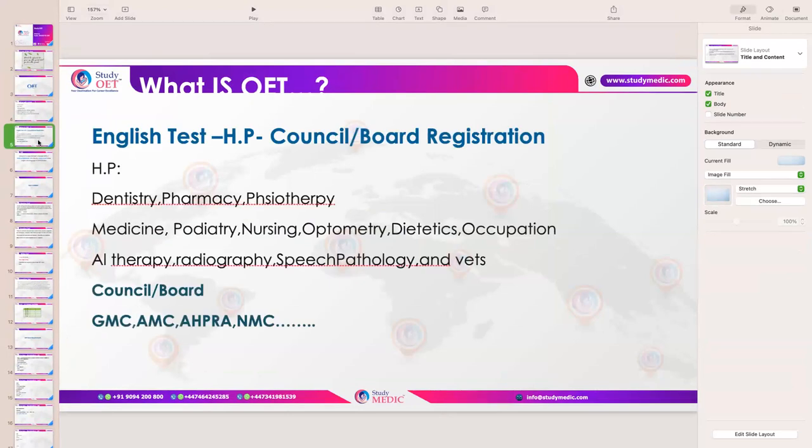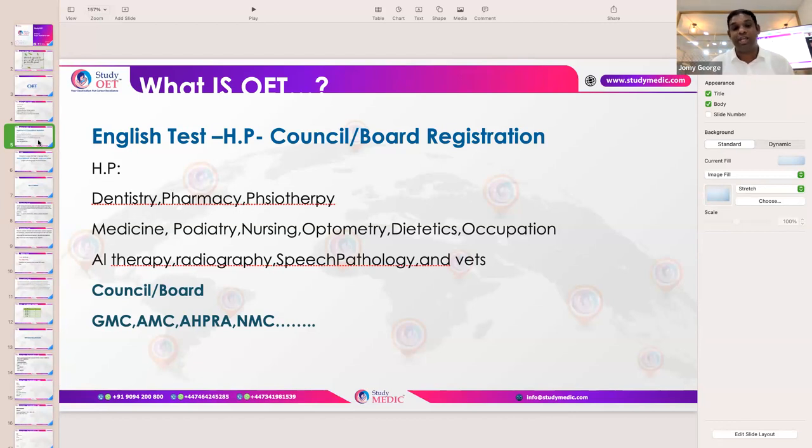So, an English test for Healthcare Professional Council Board Registration. Healthcare professional means dentistry, pharmacy, physiotherapy, medicine, podiatry, nursing, optometry, dietetics, occupational therapy, radiography, speech pathology, and vets. Those are the healthcare professionals who currently take OET when they go for registration in English-speaking countries. Of course, there are some other healthcare professionals as well, but they are not in this bucket. It's mainly for council board registration.